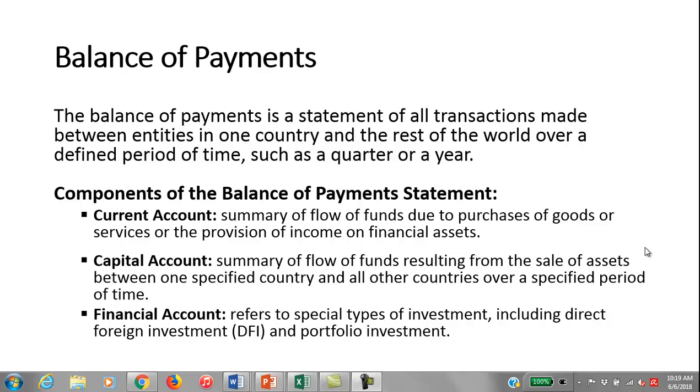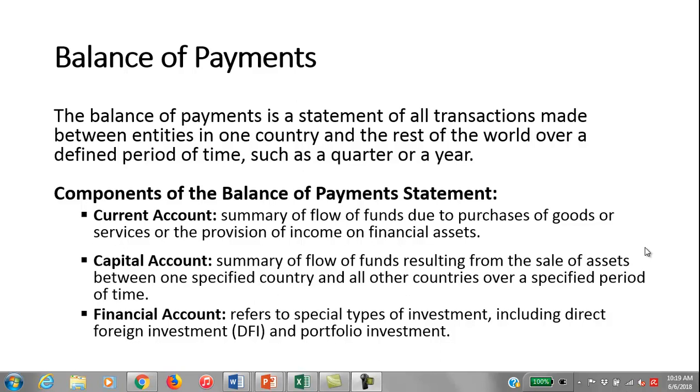In this video, I want to discuss the balance of payments. Now, the balance of payments is a statement of all transactions made between entities in one country and the rest of the world over a defined period of time, such as a quarter or a year. Now, there are several components of the balance of payment statement.